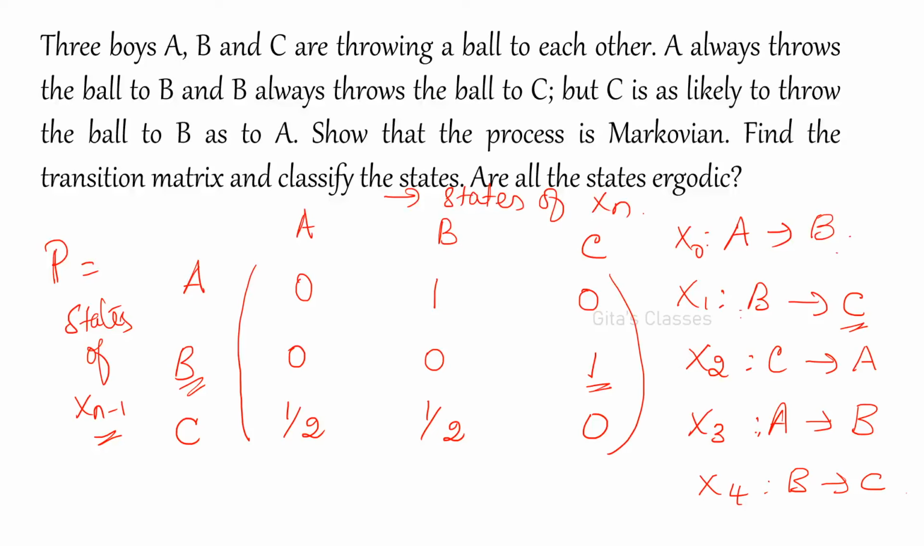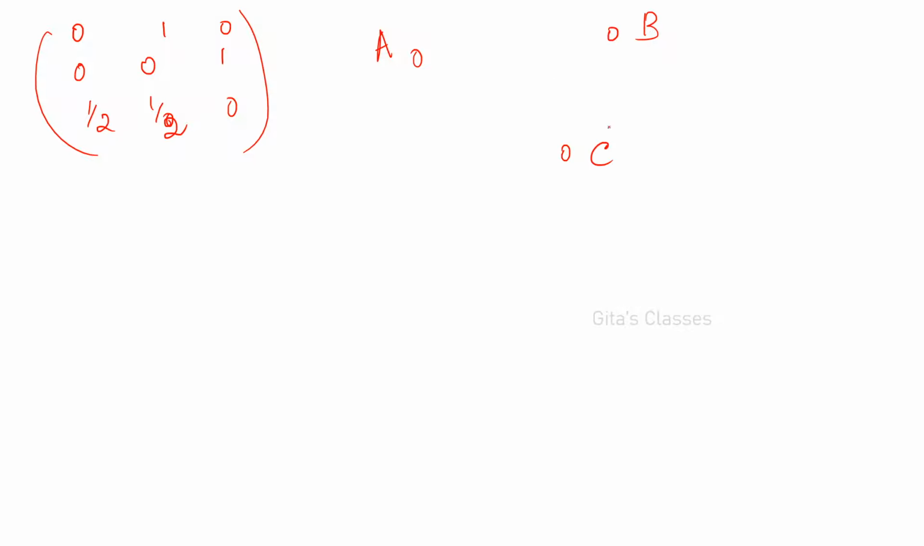So now this is the matrix. Now what else did they ask? Classify the states. Whenever you want to classify the states, please draw the diagram. Graphical representation is very easy for us to classify the states. Now what is the matrix? 0, 1, 0, then 0, 0, 1, and 1 by 2, 1 by 2, 0. This is the matrix. Now you draw the graphical representation of this, A, B and C.